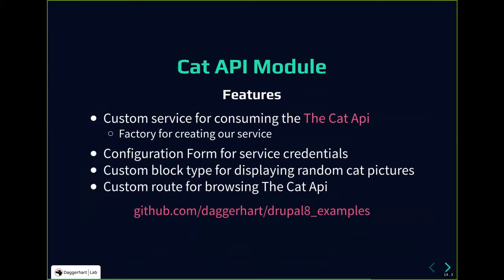All right, so here are the features of our cat API module. It's going to provide a custom service for consuming the cat API. It's going to provide a factory for creating our service so that we keep our dependencies well separated. It's going to have a configuration form so that we can put in our API keys and any other sort of configurable dependencies like that. We'll have a custom block type for displaying a random picture of cats. We'll have a couple custom routes where we can go look at cat pictures or browse through different cat types or even search the cat API.